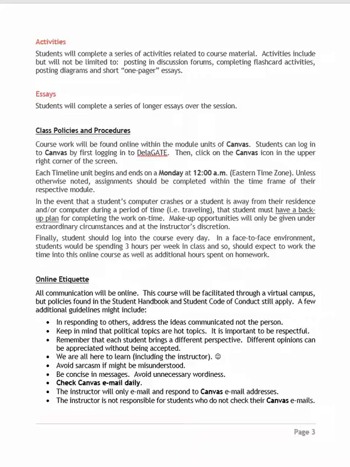In a face-to-face environment, you'd be coming to class 3 hours a week, and so you should expect to work those 3 hours into your online course, as well as any additional hours spent on homework and assigned activities.